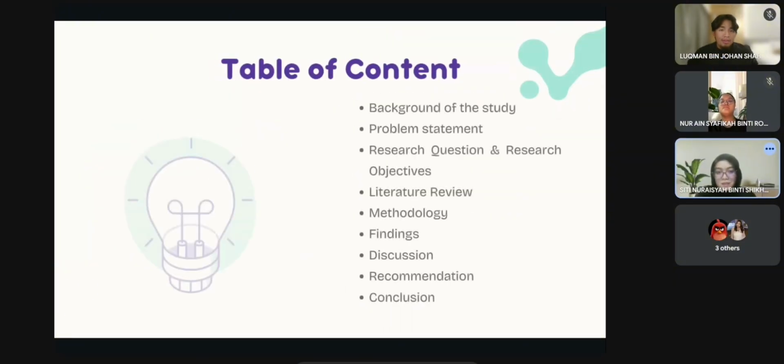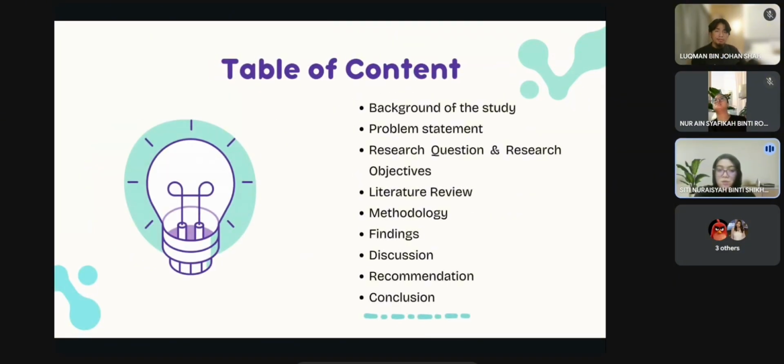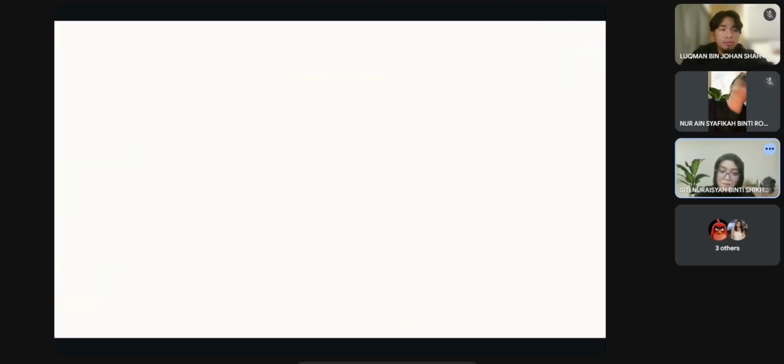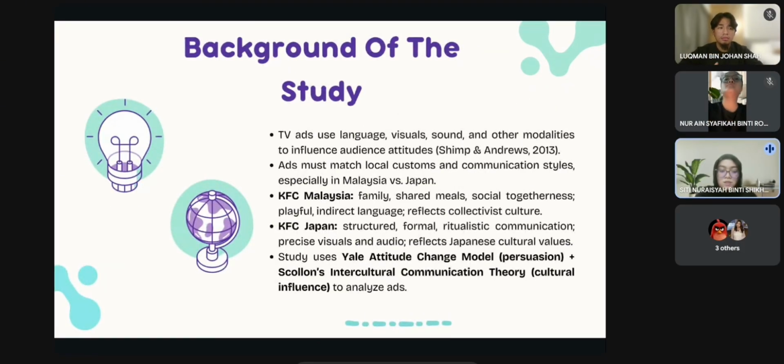So these are our table of contents. Firstly, we will cover the background of the study, followed by the problem statement. Then we will present our research question and objective and discuss the literature review and methodology. After that, we will share our findings, including answering both research questions, followed by discussion, recommendations, and finally our conclusion. So the first one is background of study.